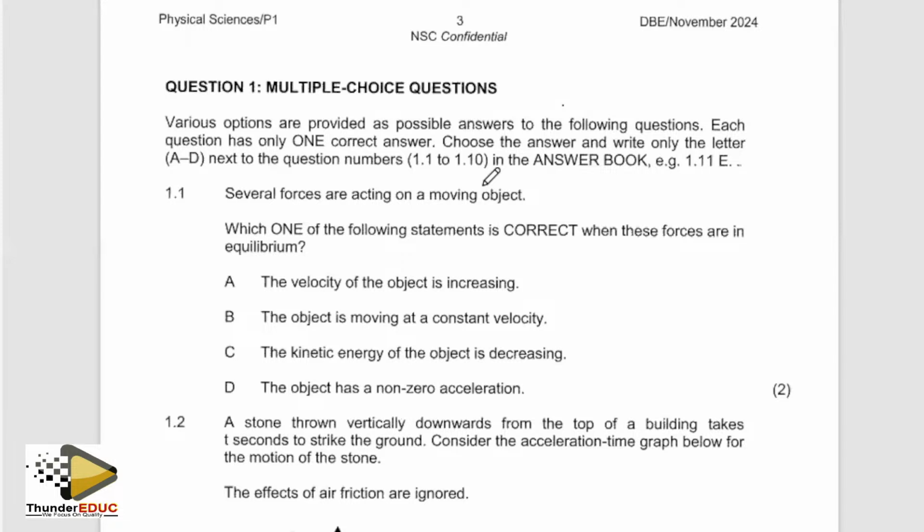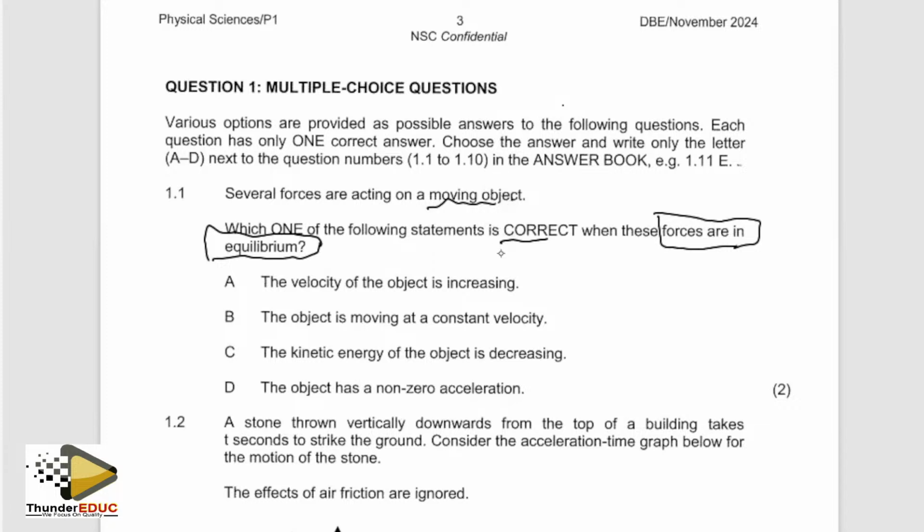Question number 1.1. They're telling us that several forces are acting on a moving object. Which of the following statements is correct when these forces are in equilibrium? When forces are in equilibrium, it's more like Newton's first law of motion, that this body is meant to continue in its state of rest or its state of uniform motion. In this case, it's moving, so the motion must be uniform unless it's acted upon by a net force.